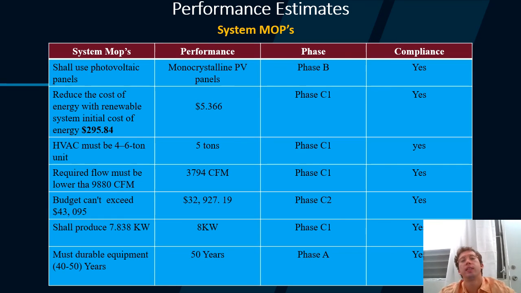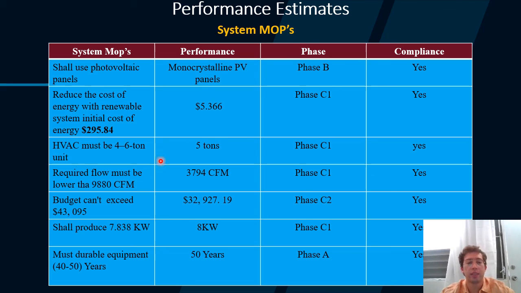For performance estimators, the system MOPs, we have various MOPs from the different phases. From phase B, we stated that the system should use photovoltaic panels. Our performance was that the system will use 21 monocrystalline photovoltaic panels. We also needed to reduce the cost of energy, and the initial cost of energy was $295, and now the owner only needs to pay $5.36.